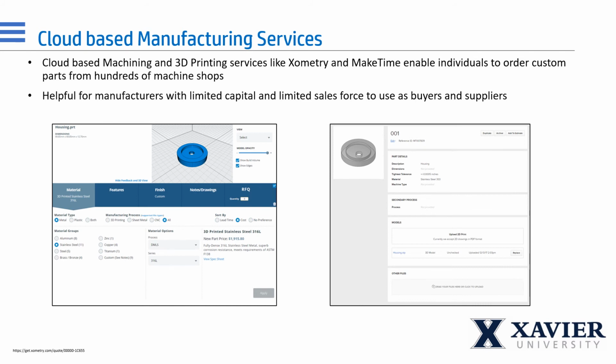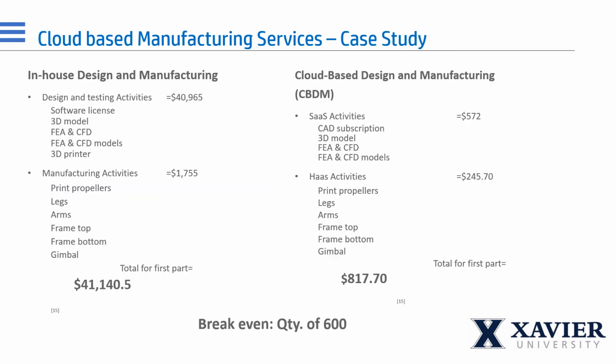You access the software as a service to utilize the 3D CAD packages and all the testing software, and then when you're finished with that, you can submit it online and have it automatically bid by multiple shops at the same time instead of manually sending out RFQs to each of them. Here's an example based off of a small drone.